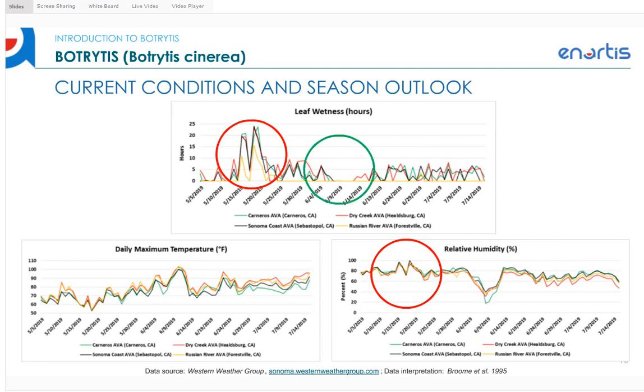You can see best case scenario here. You see the leaf wetness hours drops off to 0. And this is where temperatures were actually sustained above this 49 degrees Fahrenheit for an extended period of time, and it was generally dry conditions. You can see the relative humidity drops off as well.